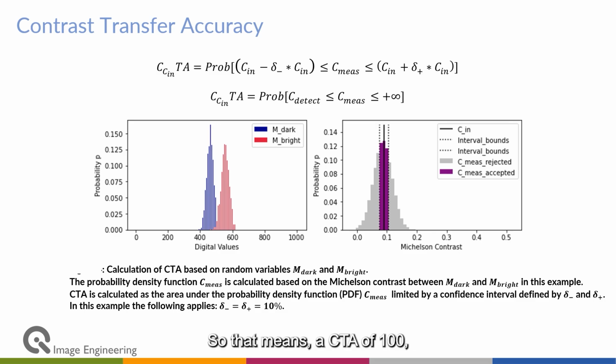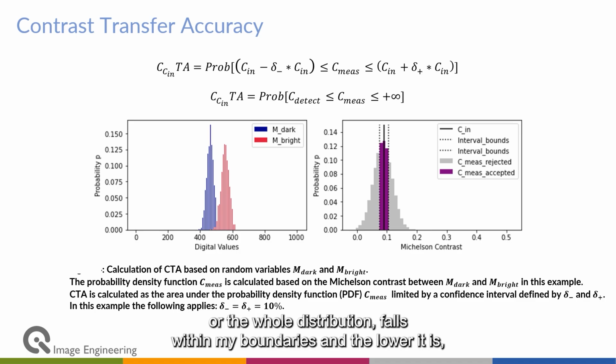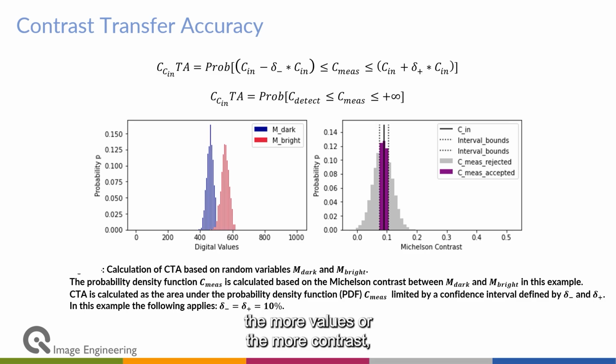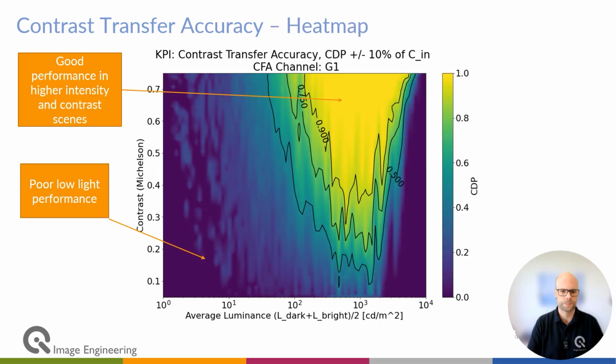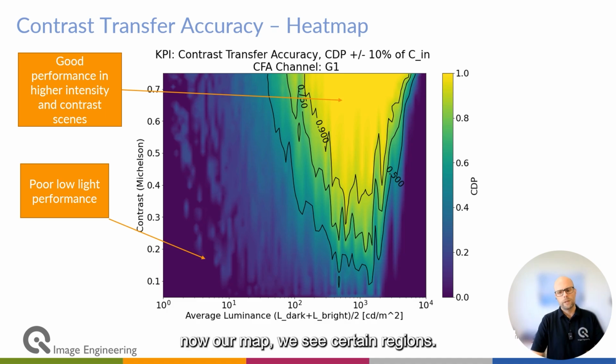So a CTA of 100 means that the whole distribution falls within my boundaries. And the lower it is, the more of the measured contrast values are outside of my boundaries. That means that the device was not able to reproduce the contrast or used a larger distribution, for example by adding more noise. So when we have our map, we see certain regions.